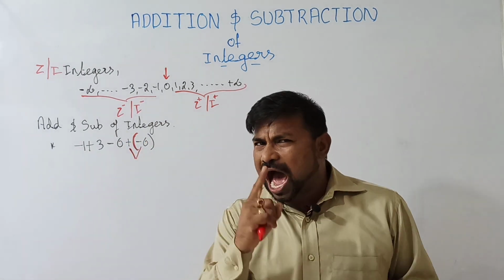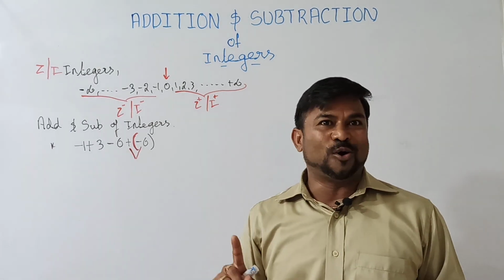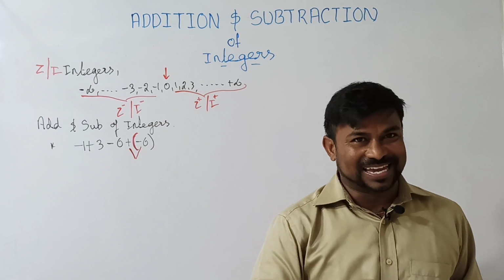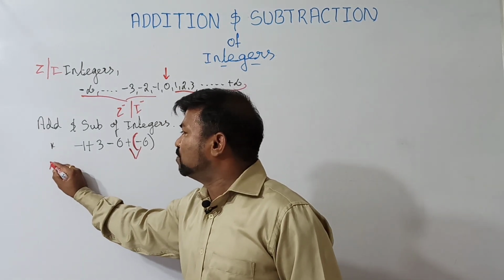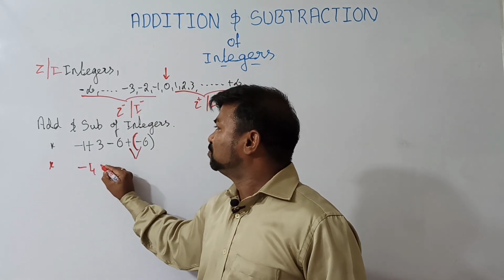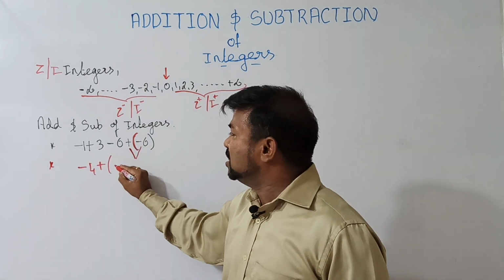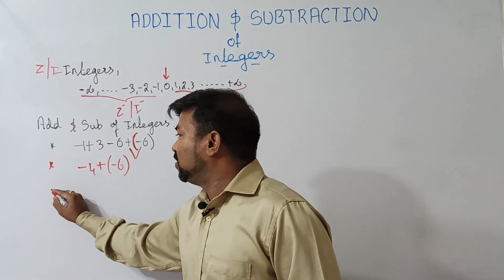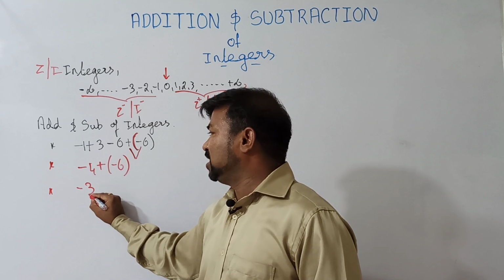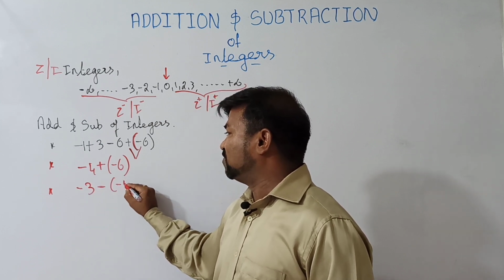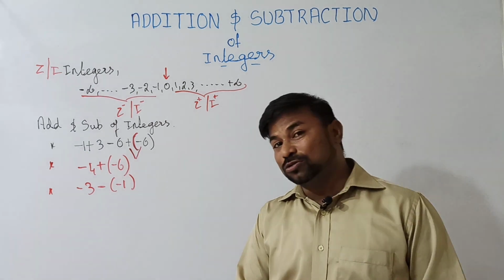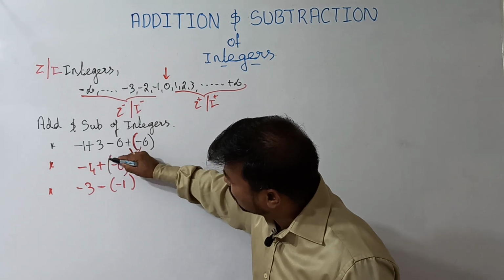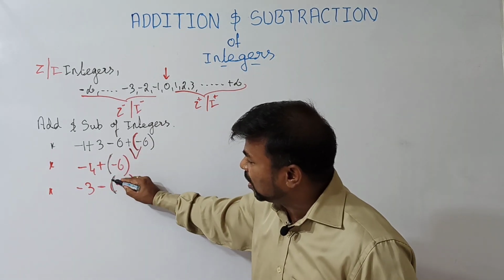What are we supposed to do? Are we multiplying the numbers? No, we are not at all multiplying the numbers. We are multiplying only the signs here. Let me come out with one more example: -4 plus, again dealing with -6. The same thing. Or one more: -3 minus of -1. Now you check it out. Here the tricky part is here, and here also the tricky part.